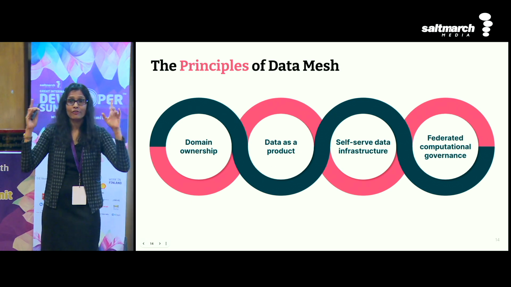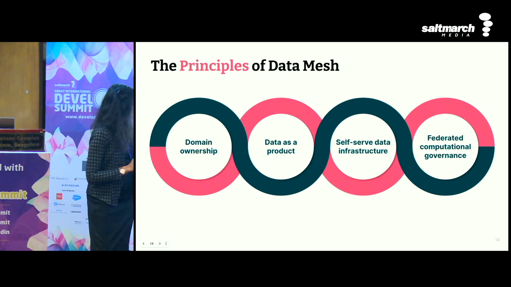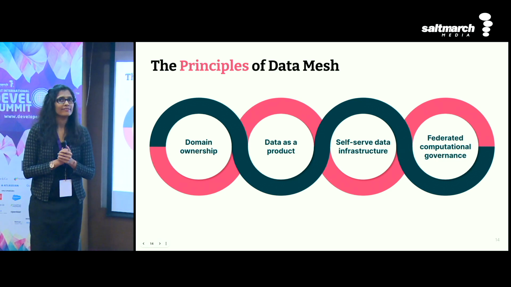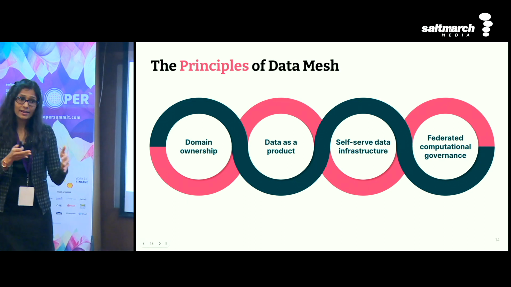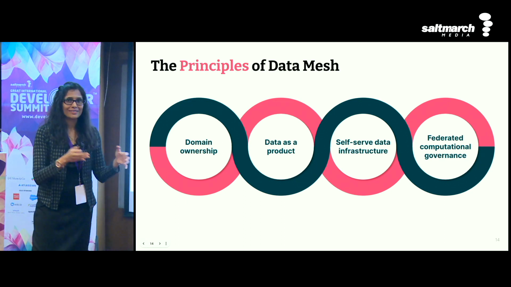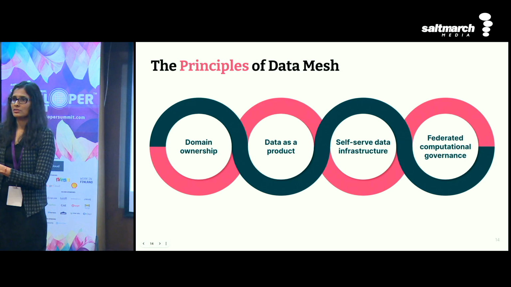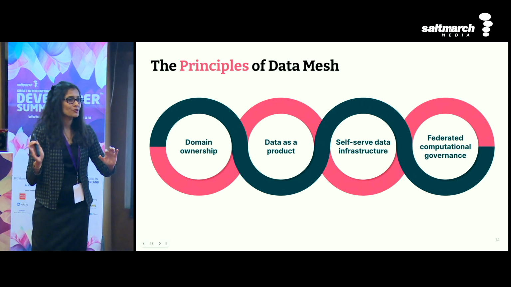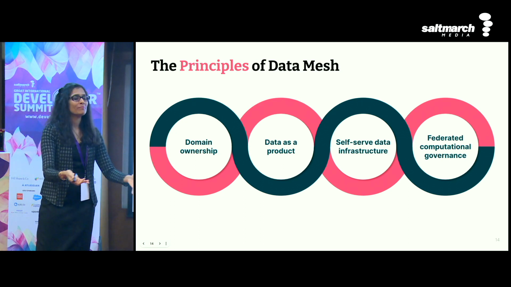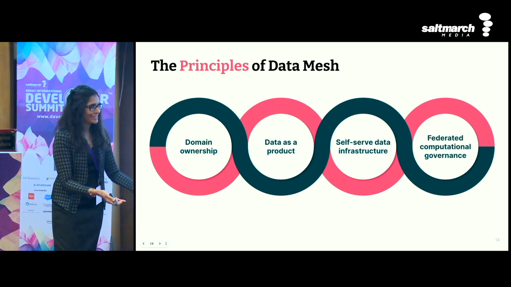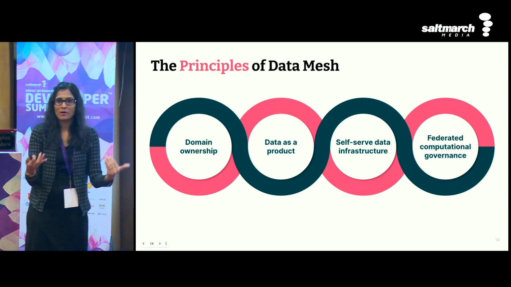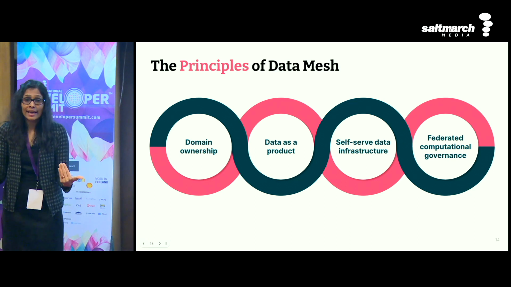So that's the idea of data as a product. The third principle is self-serve data infrastructure platform. Now, decentralized ownership doesn't mean decentralized infrastructure. I think we're not saying that you create your own pipelines, you create your own infrastructure, you create your own Spark clusters, or you create your own Kafka cluster per product team. No, that's not the idea.